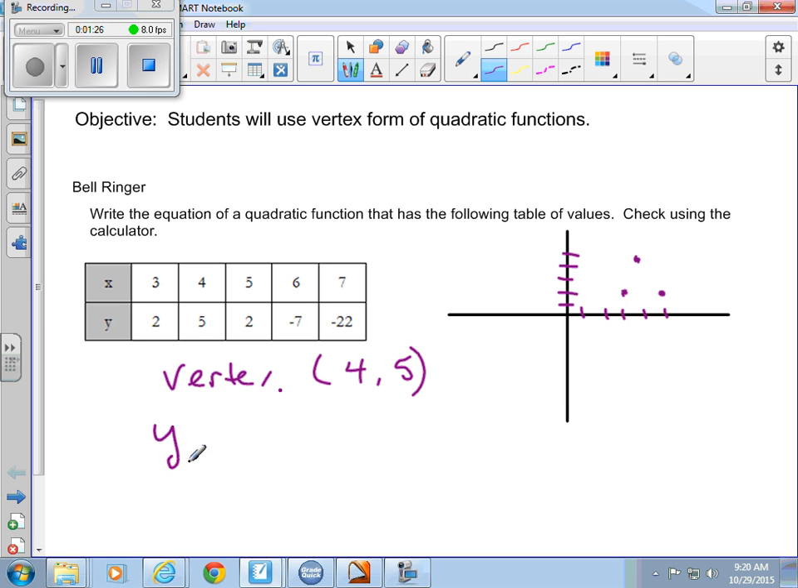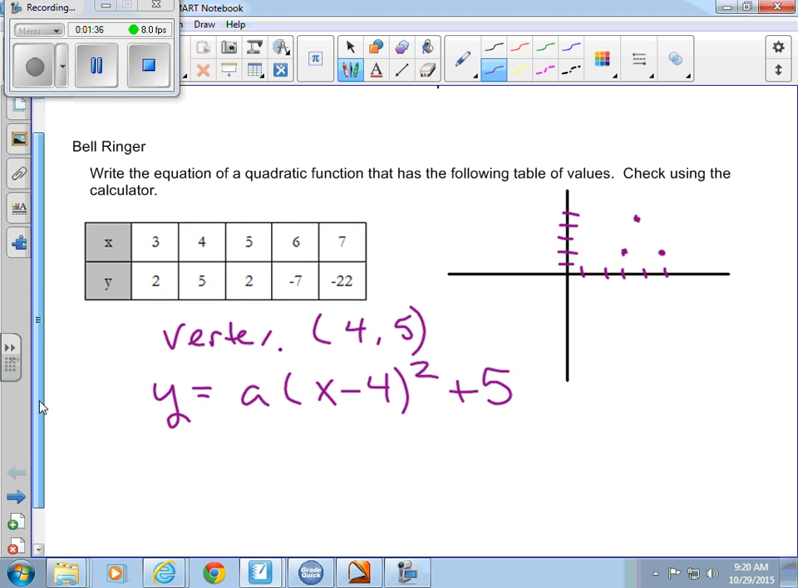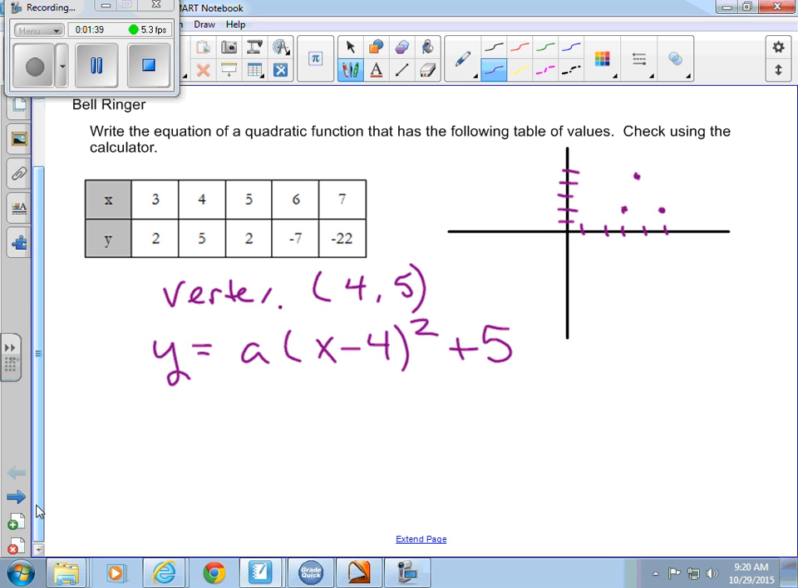So my equation is y equals a times (x minus 4) squared plus 5. Any questions so far? I want to find that a value, so I'm going to pick an x, y that's not the vertex, right? I already used the vertex, so pick a different point. 3, 2, or 5, 2, or whatever you want to pick. It doesn't matter. Am I going too fast? So we have 2 equals a times (3 minus 4) squared plus 5.